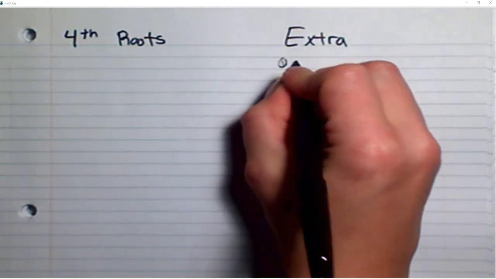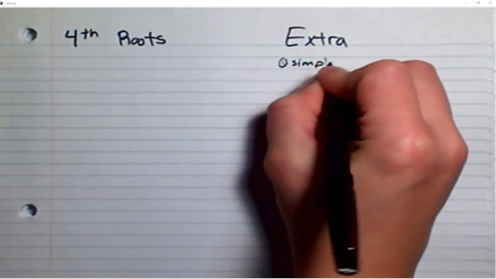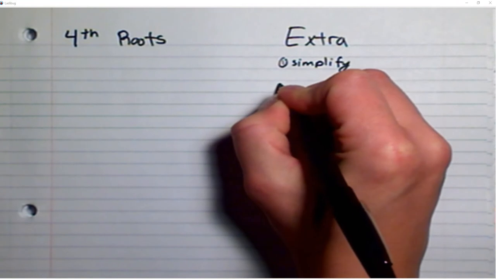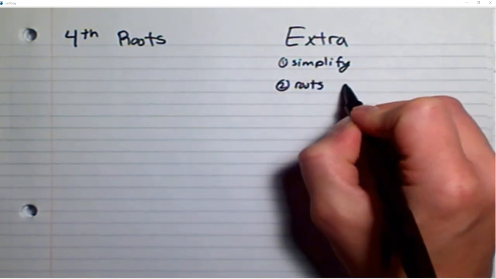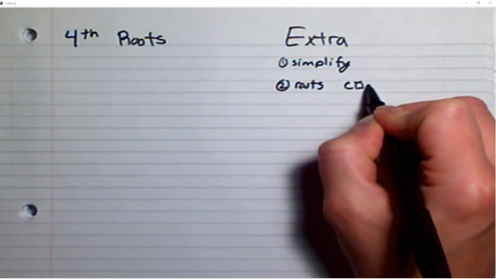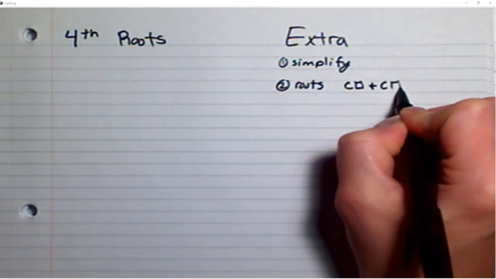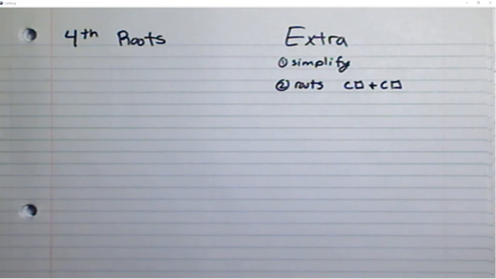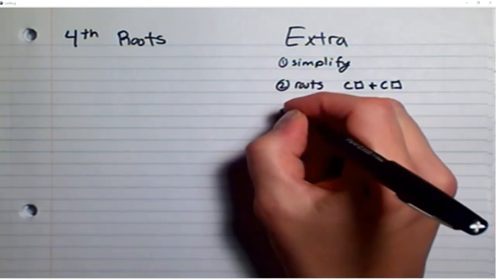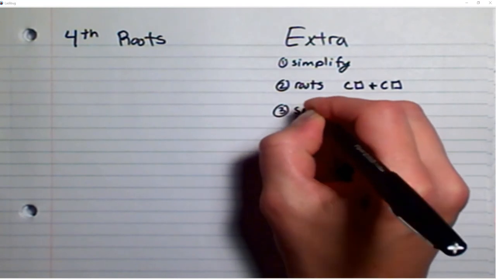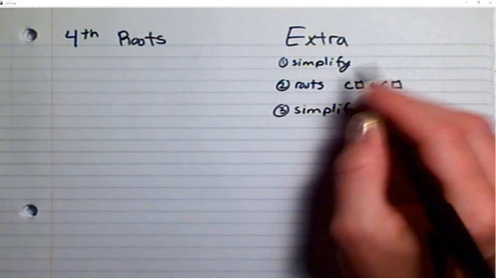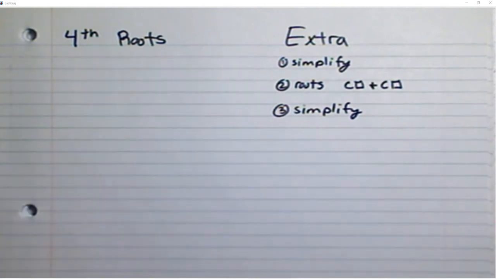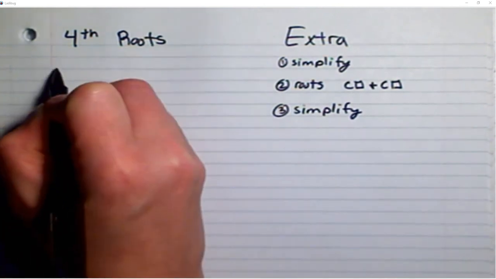We've got the simplify roots. And because this is a perfect fourth, I'm actually just going to write complete the square twice because I need two perfect squares in order to make this a fourth. Okay, and simplify. We've got to continually look at this simplify piece. All right, so let's do an example.